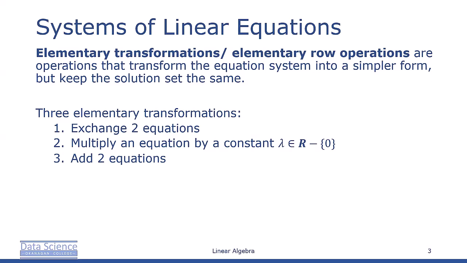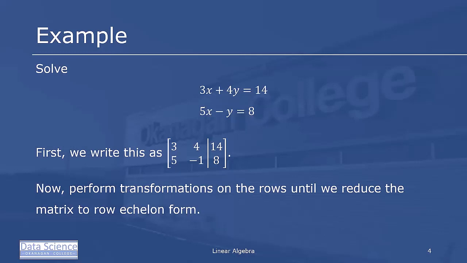An elementary row operation is an operation that transforms the system of equations into a simpler form, but keeps the solution set the same. There are three such elementary row operations. We can exchange two rows, we can multiply an equation by a non-zero constant, or we can add two equations. We're going to demonstrate these elementary row operations in an example.